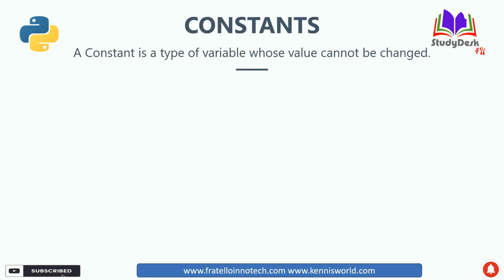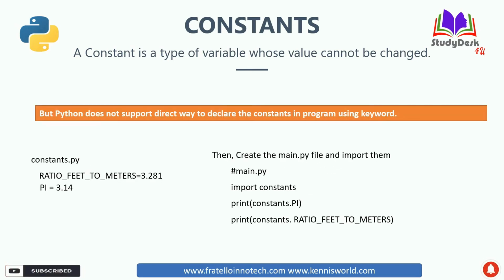And a constant is a kind of value which cannot be changed or modified while we are executing the code. Generally, a variable is a value which can be modified, but a constant is a value which cannot be modified. But in Python, there is no direct way to define constants. That means we can't declare constants by directly using any keyword in Python. So there is an indirect way to define constants.